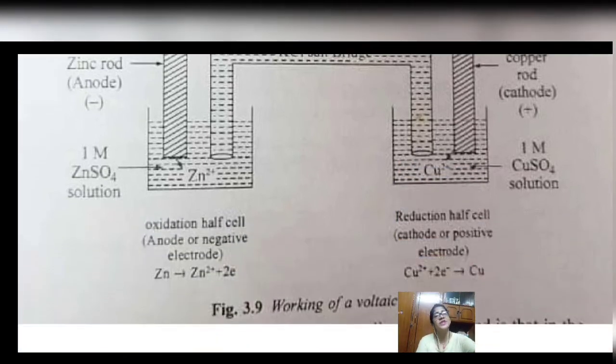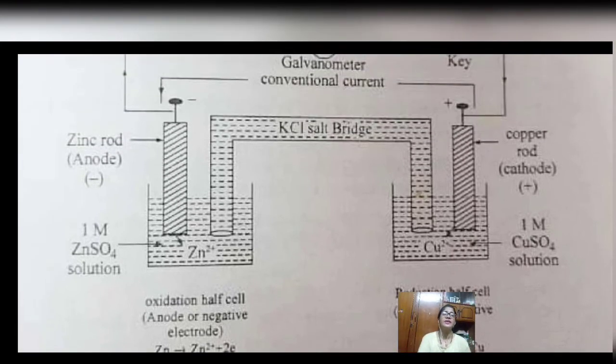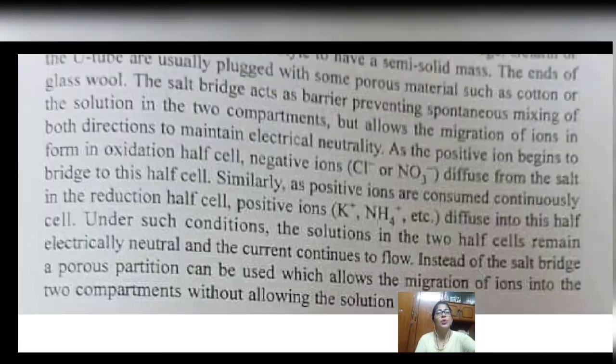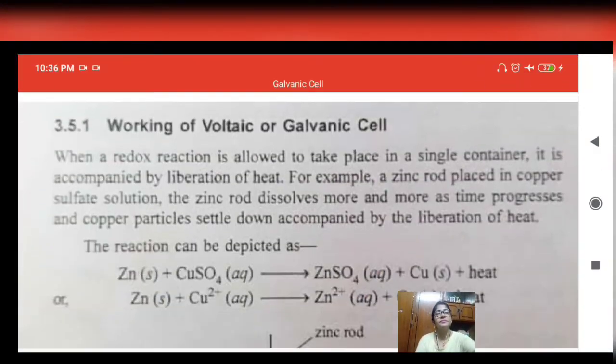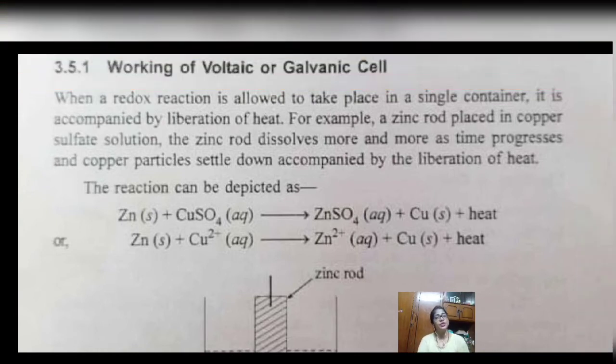Now what is the half cell reaction? If we consider these two separate chambers on the left hand side and on the right hand side, they are called half cells, and together they are called the complete galvanic cell. Now if we consider the half cell reactions, what we find is Zn releasing 2 electrons getting converted to Zn2+ aqueous 1 molar, and Cu2+ accepting these 2 electrons is transformed to solid copper.